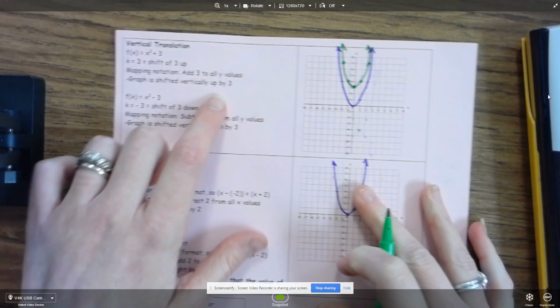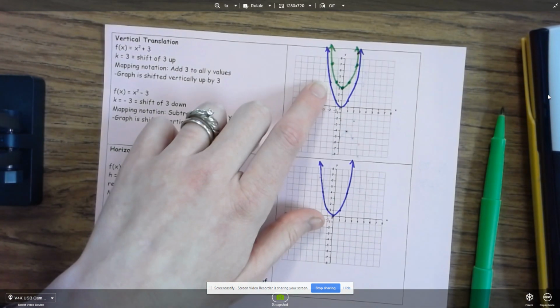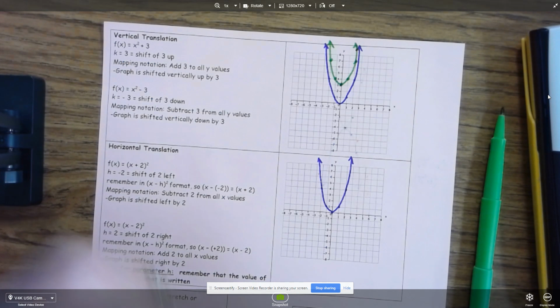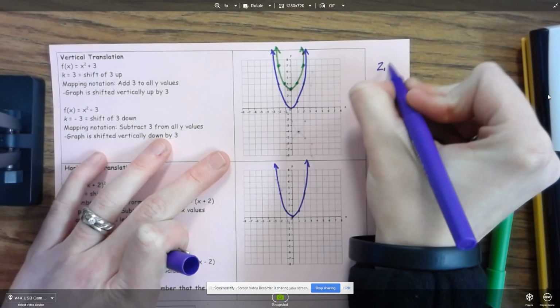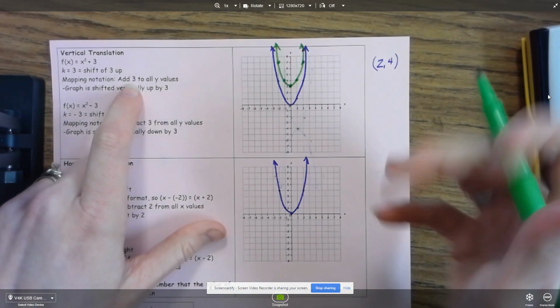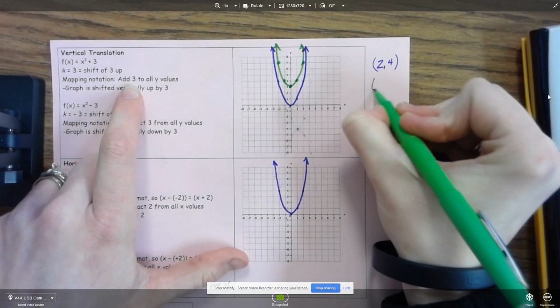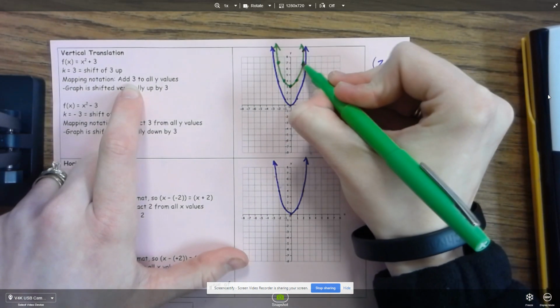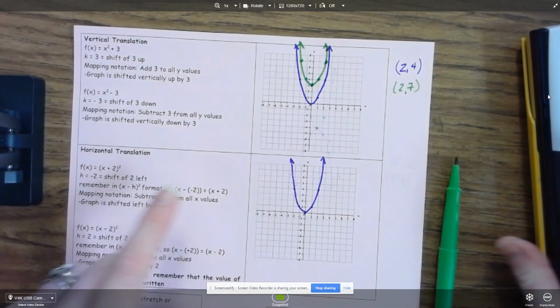Again, what it means by adding the 3: I've got the point on my purple graph of 2, 4. If you know your original points, you just add 3 to that y value, and it becomes 2, 7.